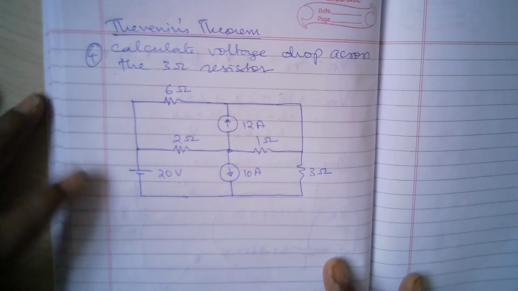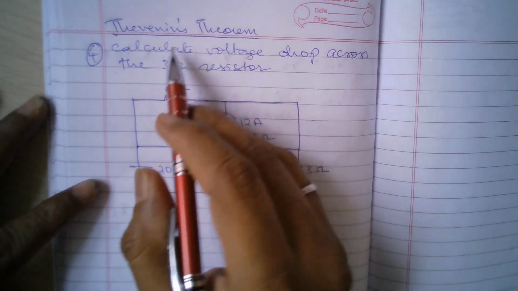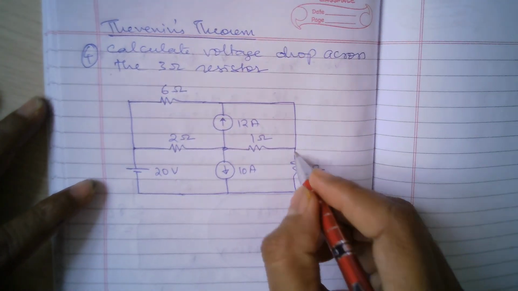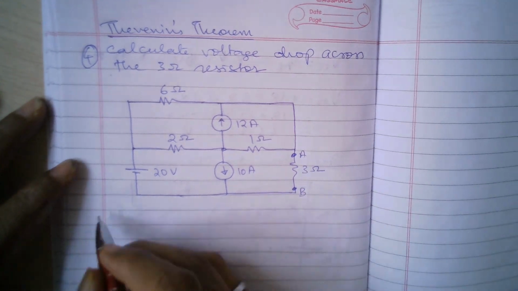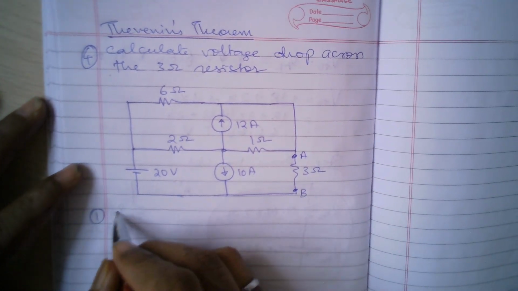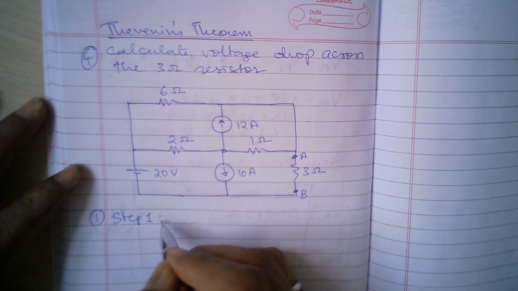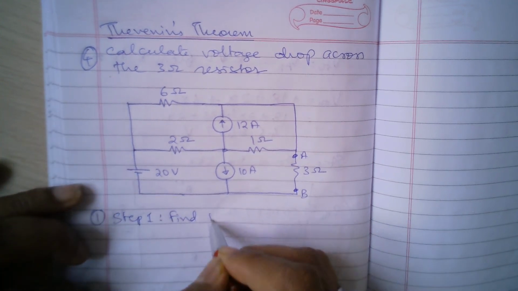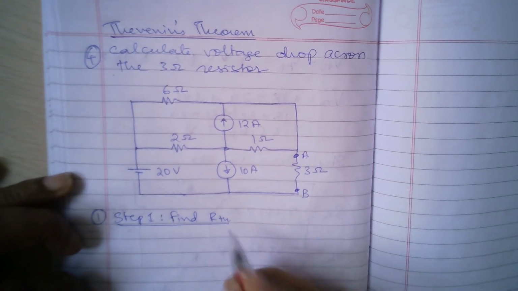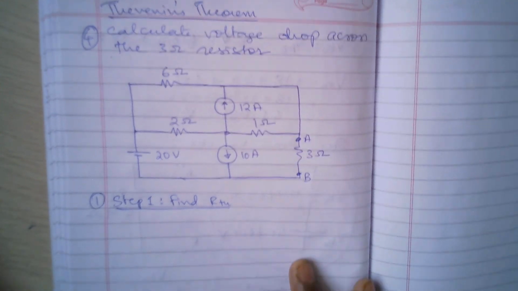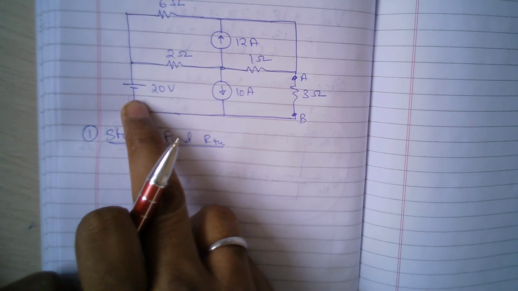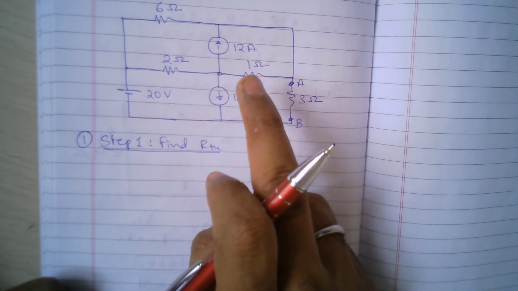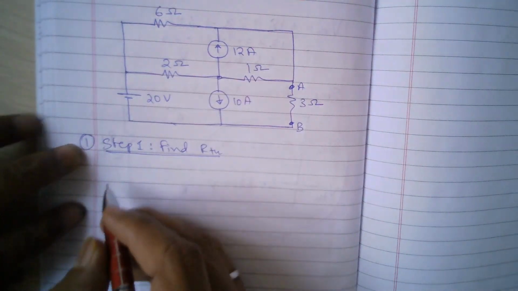So let's solve it. What is our load resistance here? In this case the 3 ohms resistance is the load resistance. Let's mark it as A and B. Step 1 is to find RTH, the Thevenin's resistance. How to find RTH? All voltage sources should be short circuited and all current sources should be open circuited.